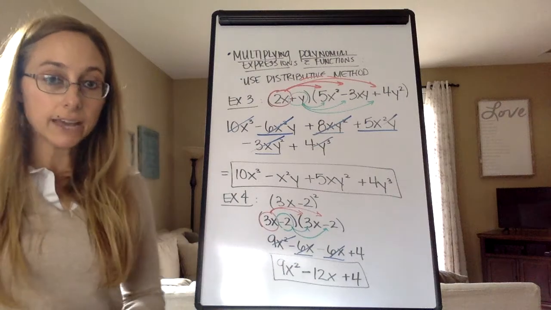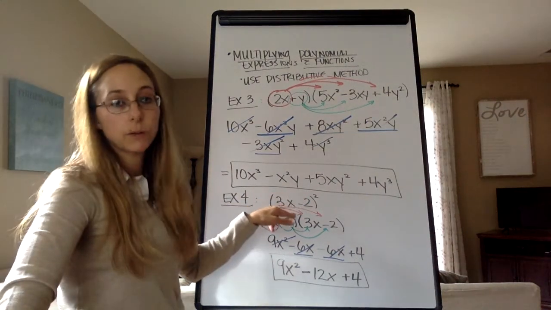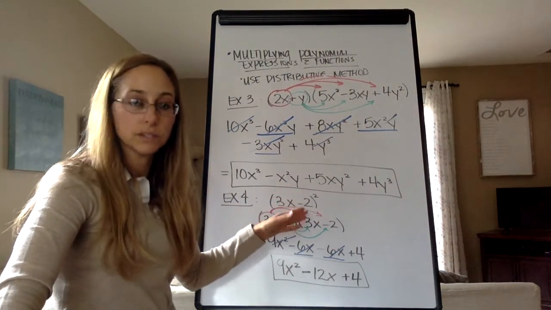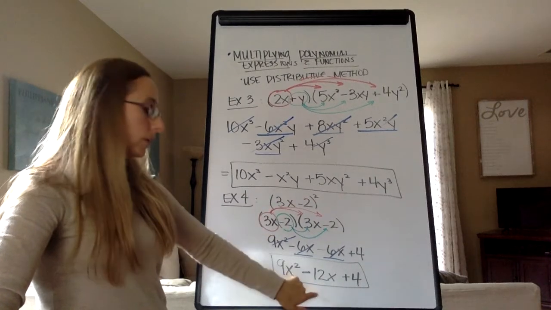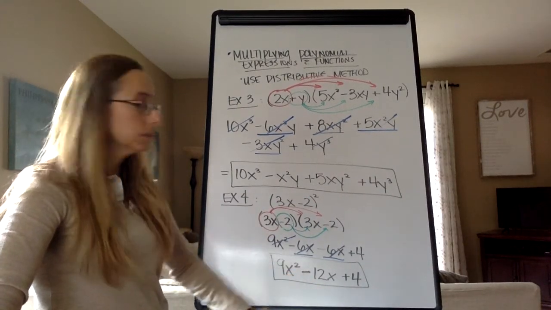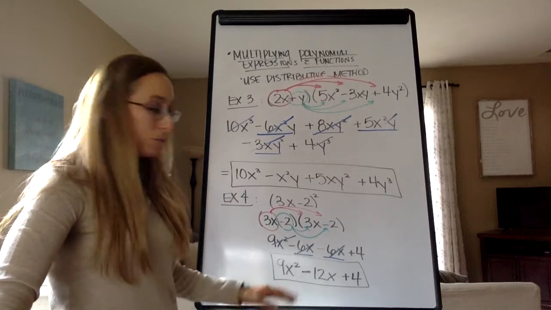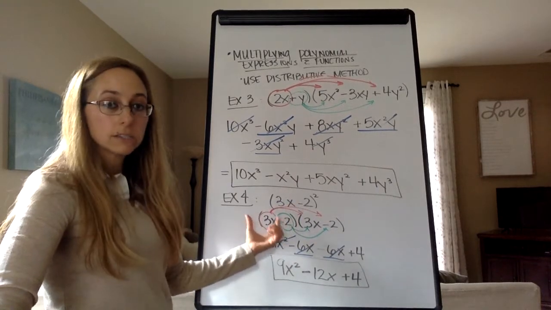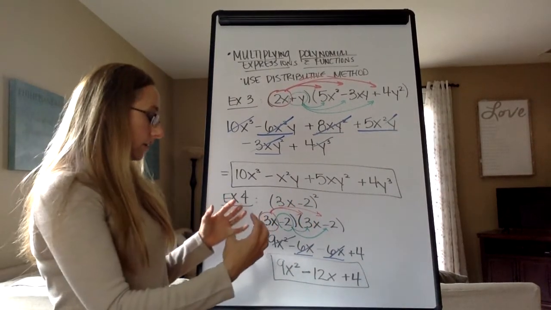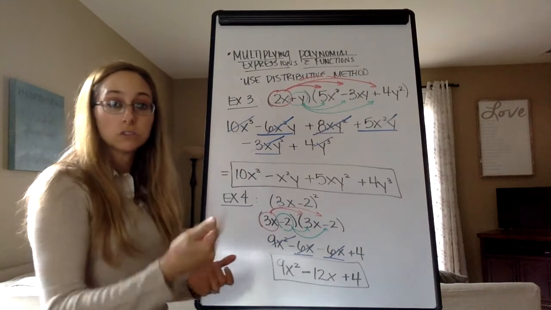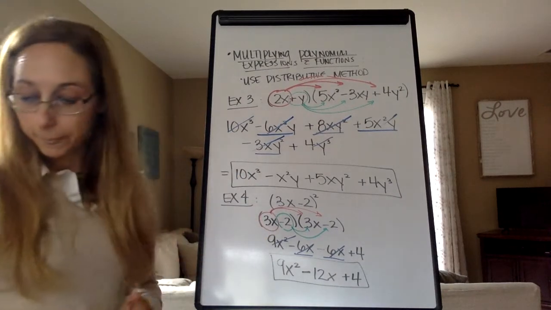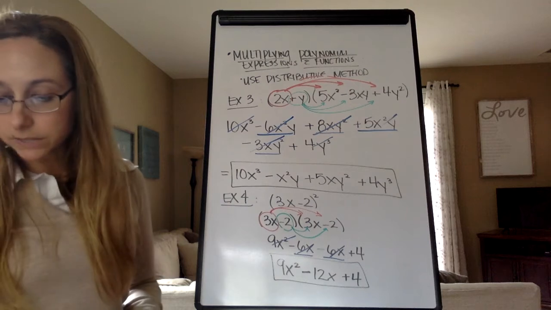So as you can see, that answer is different than just getting 9x squared, either minus 4 or 9x squared plus 4. You lose out on that minus 12x, which makes your whole answer wrong. So make sure that you expand this and you distribute in order to multiply. All right, let's look at another example.